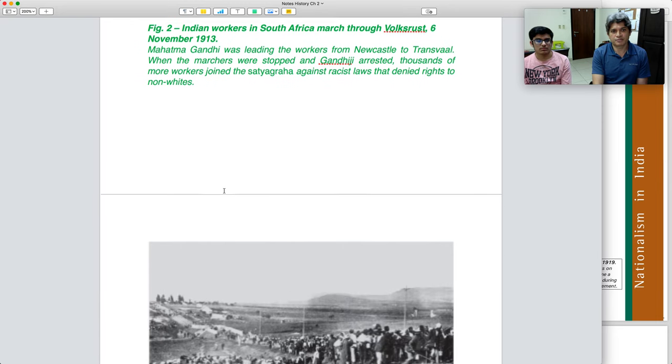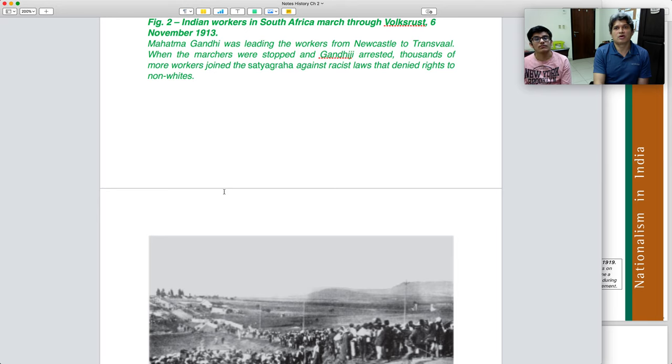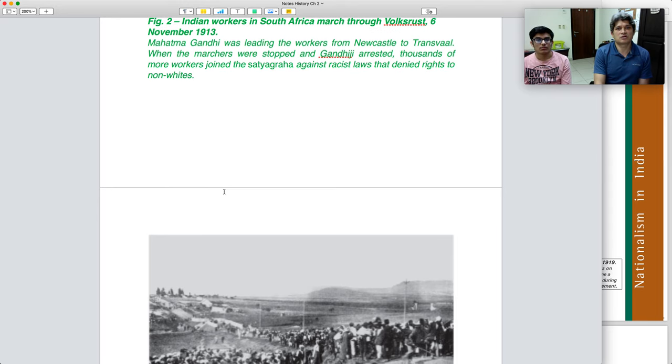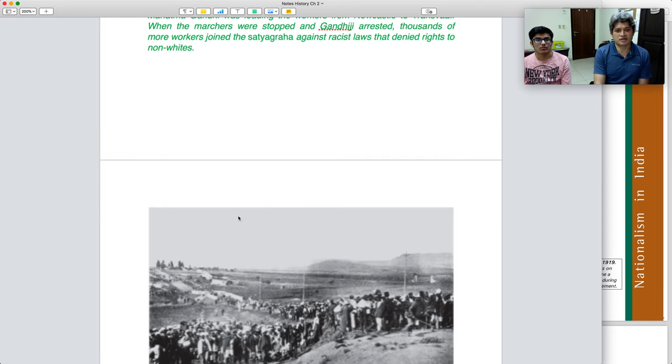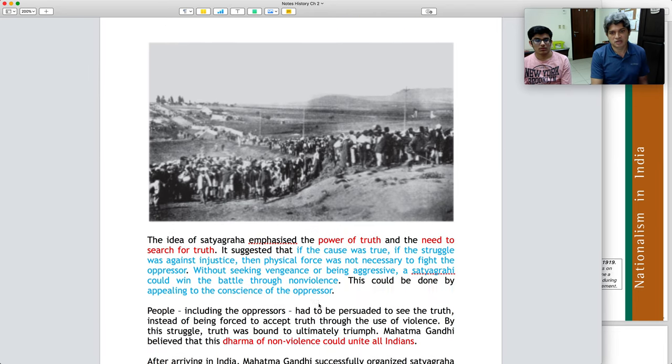So here we have the picture of that. Indian workers in South Africa marched through Wachtrust on November 6, 1913. So here you can see when the marchers were stopped and Gandhiji arrested, thousands of more workers joined satyagraha against racist laws and denied rights to non-whites. So this is from South Africa.